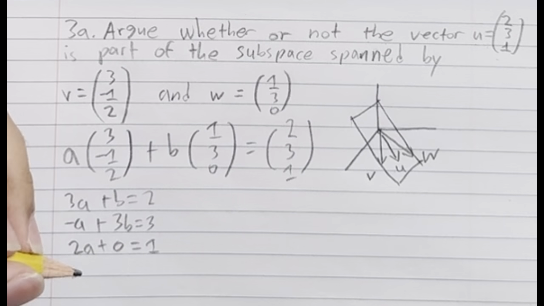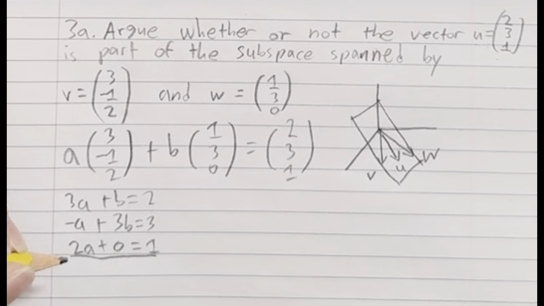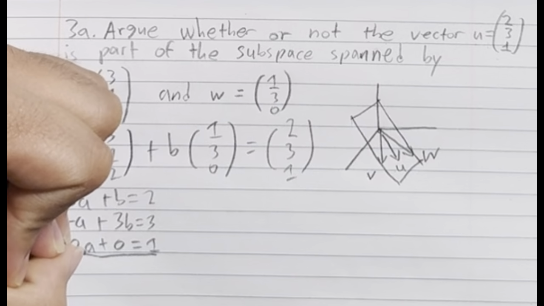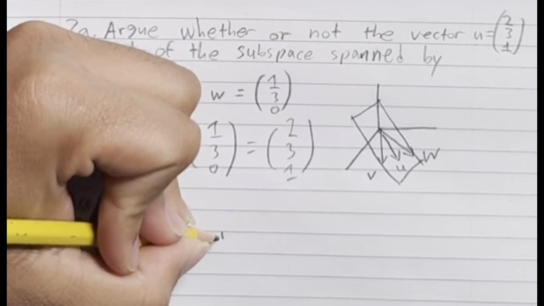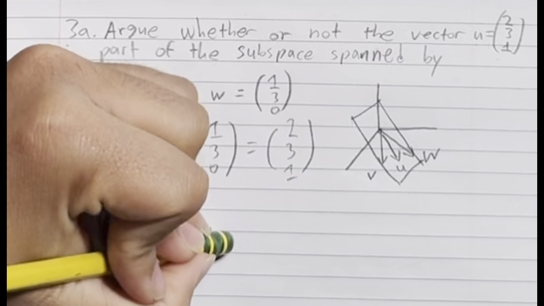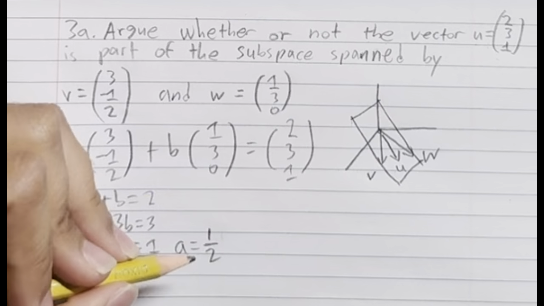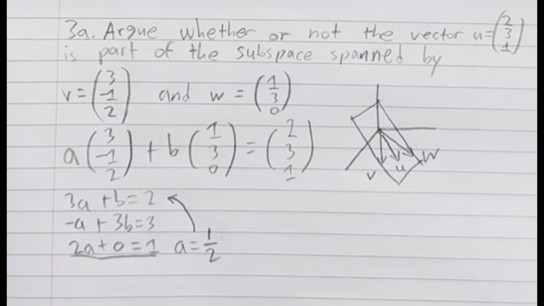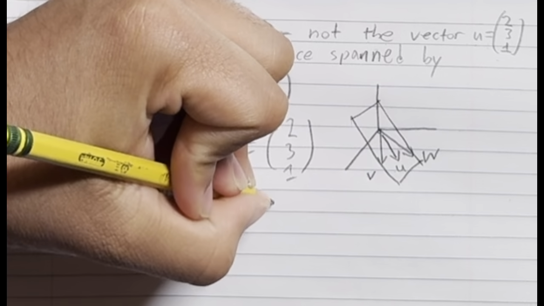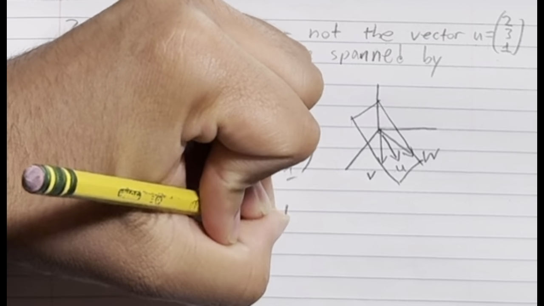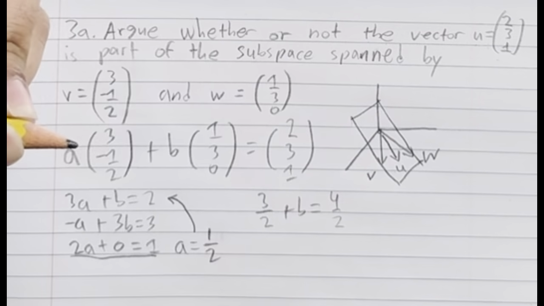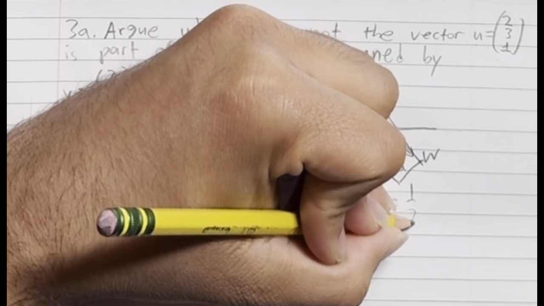And so we can start off with the easiest one, which is this last equation right here. And we can say, well, if 2a equals 1, then a must equal 1/2. And so knowing this, we can plug this into this equation right here. And so we can say 3a, so that's going to be 3 over 2, plus b equals 4 over 2. And so we'll get that b also equals 1/2.